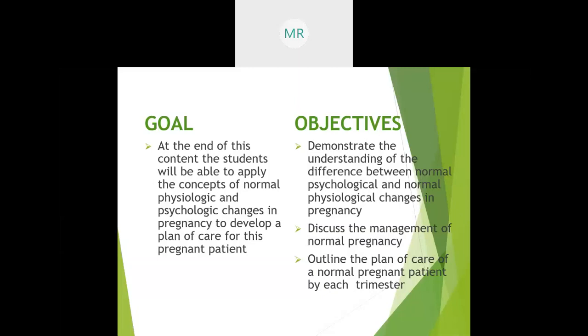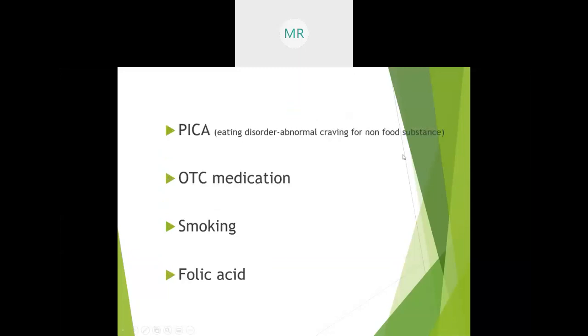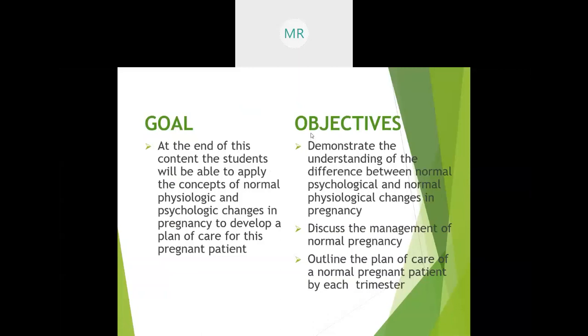Students will be able to understand the difference between normal psychological and normal physiologic changes in pregnancy. You'll also be able to discuss the management of normal pregnancy and also outline a plan of care for a normal patient. As we were talking about in objectives before we move on to nutrition, students will be able to outline the plan of care for a normal pregnant patient by each trimester.